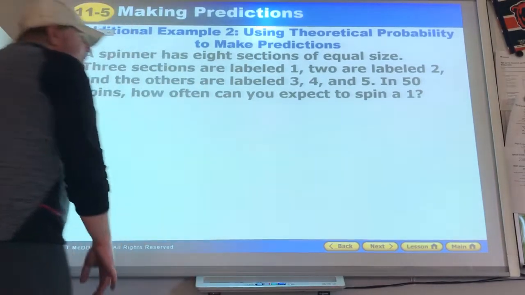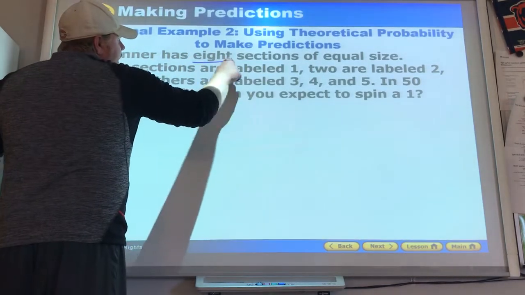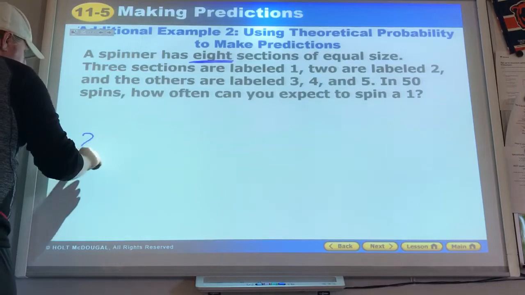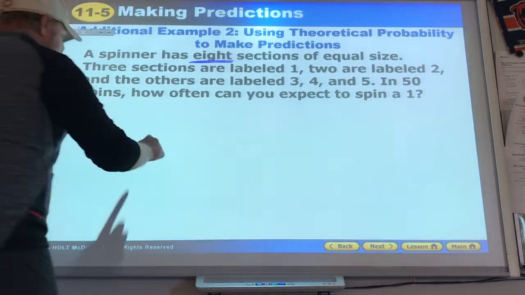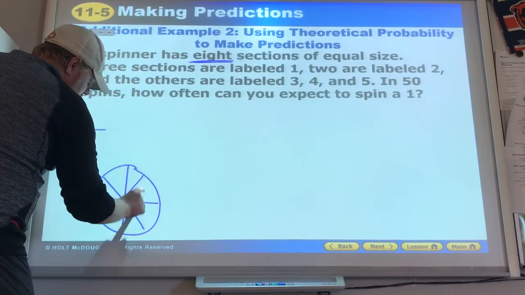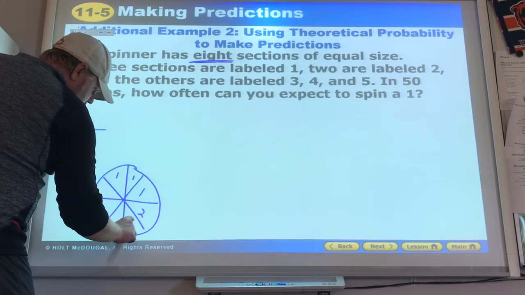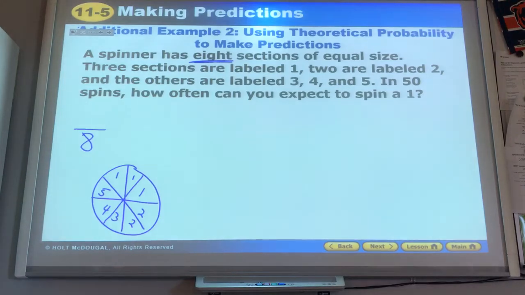Well, we need to first figure out how many sections there were. 8. That's our total number of choices. What is our desired choice, or the choice we want? 3 sections are labeled 1, 2 sections are labeled 2, and the others are 3, 4, and 5. So it kind of looks like 1, 1, 1, 2, 2, 3, 4, and 5. That's what that spinner looks like.